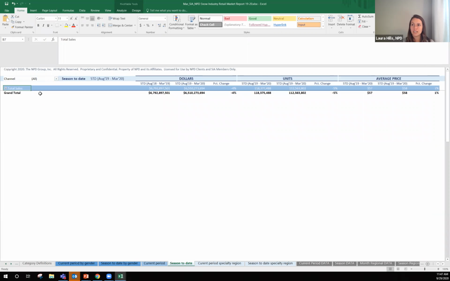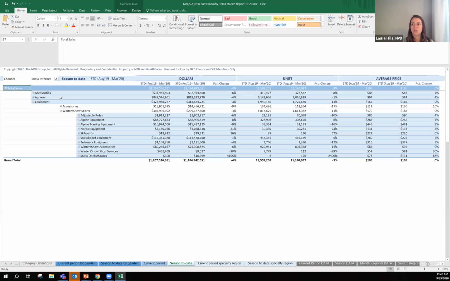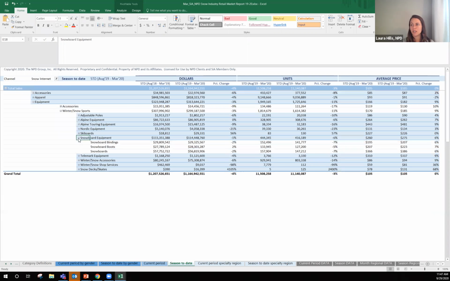So full season to date, again, total channel or total industry. If you leave channel unaltered, it'll be everything. If you want to look specifically at one channel's performance, then you can select into that and again expand it out to exactly what you're wanting to see. Performance for Snow Internet for the full season for snowboard equipment was down 1% in dollars, down 6% in units, and ASP grew 6%. So a lot of great detail in this report.